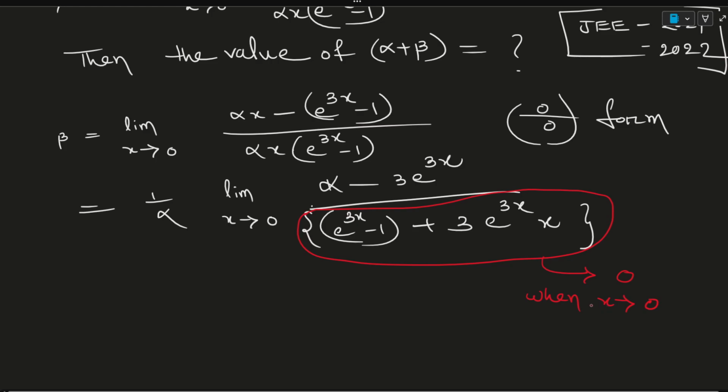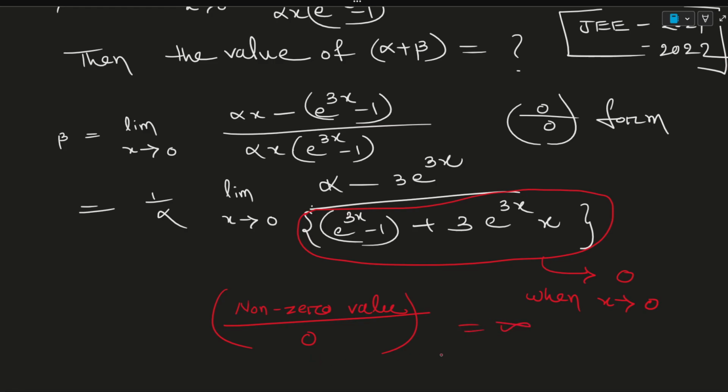If, when x tends to 0, the numerator is some non-zero value and the denominator is 0, then a constant divided by 0 is equal to infinity, and the limit will not exist. If it happens that when x tends to 0, the denominator tends to 0, it is clearly visible.